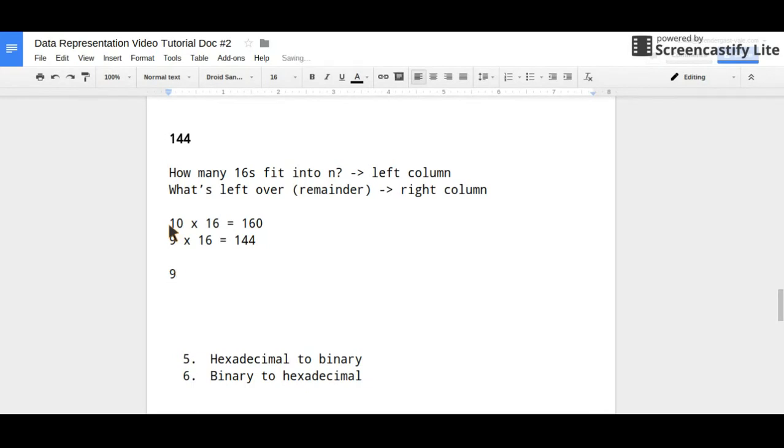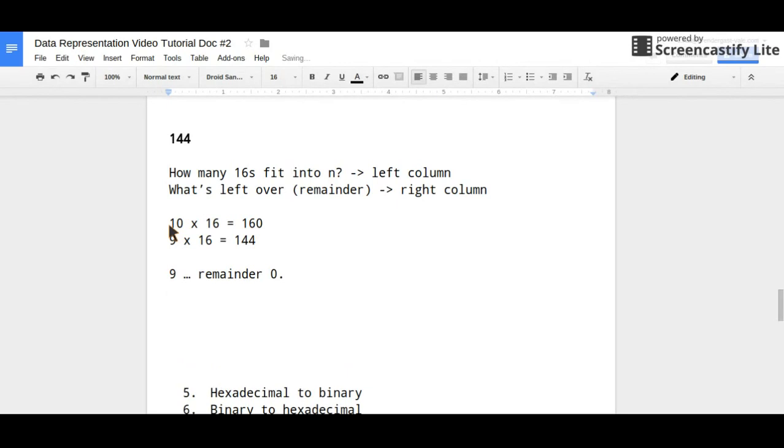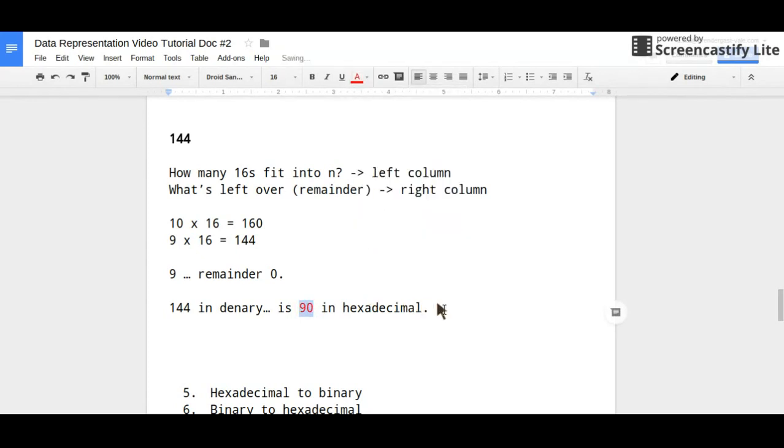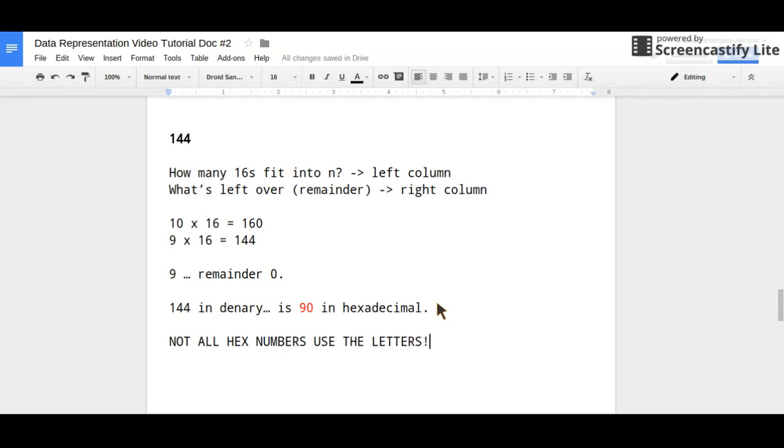So this means 9 remainder 0. So the hexadecimal number that this will give us is exactly that, 90. So what this means is 144 in denary is 90 in hexadecimal. And it's worth noting here, you may get this in your exam and it may throw you off, not all hex numbers use the letters. Please don't get confused.